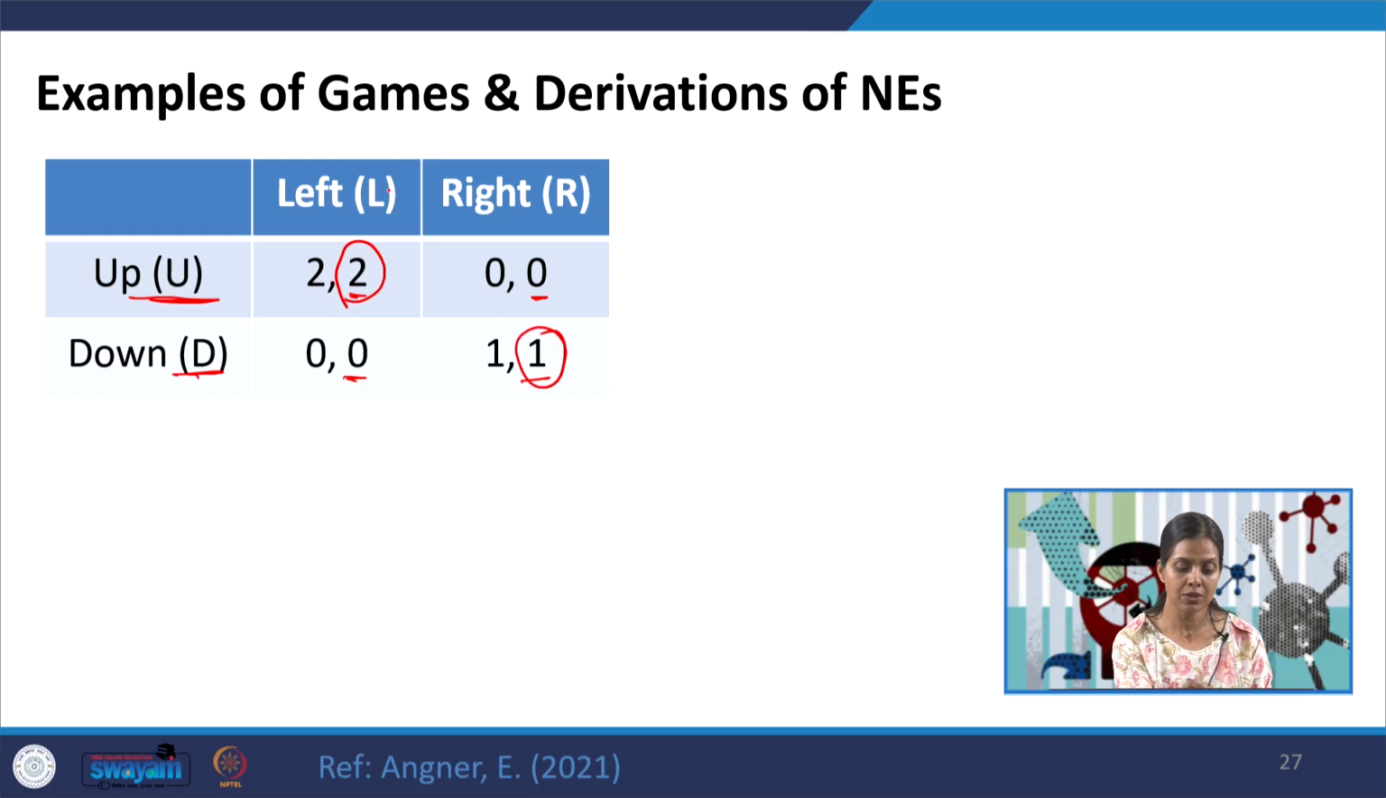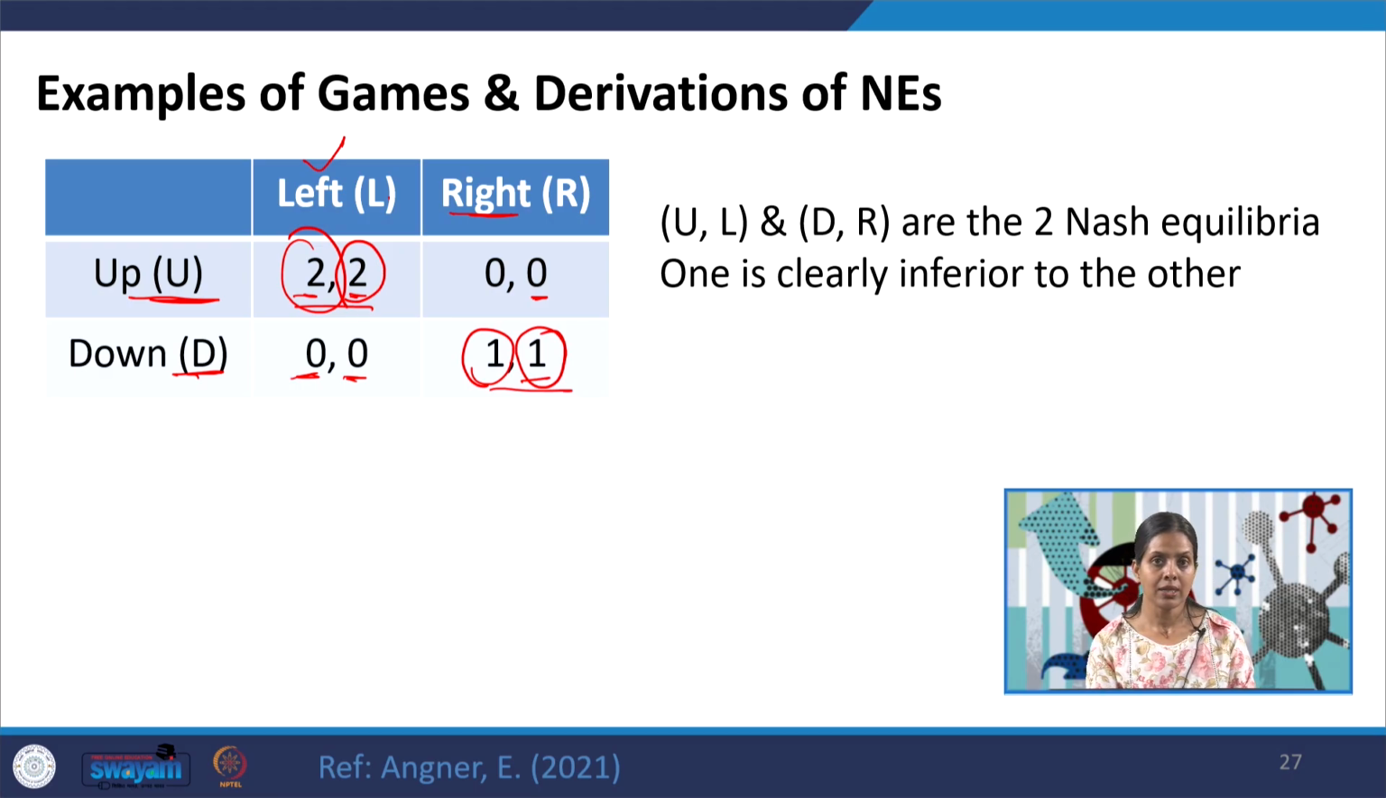Now, if player 2 decides to play L, then again by comparing 2 and 0, player 1 is better off by playing U. If player 2 decides to play R, then player 1 is better off by playing D or down. So, these are the two Nash equilibria. One is, now you can see, clearly inferior to the other. So, this is 2 2, this is 1 1, both are Nash equilibria. But if both of them end up playing 1 1, then there are always opportunities to make themselves better off.